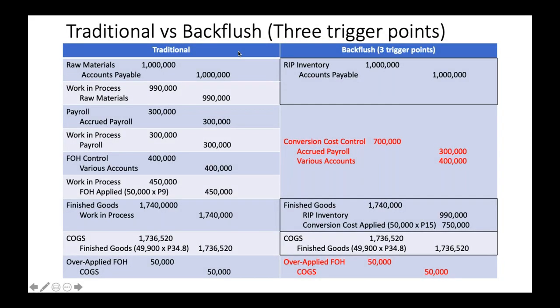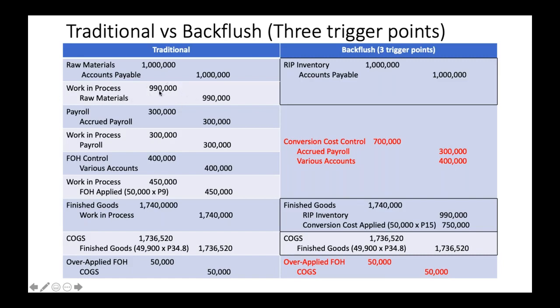Okay, let me go through the traditional costing first before we apply the backflush costing. We purchase raw materials at 1 million, so the entry would be debit for raw materials and credit accounts payable. Upon transfer to the production area of the raw materials, the entry will be debit work in process and credit raw materials.